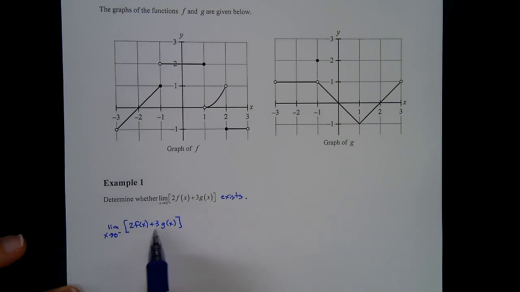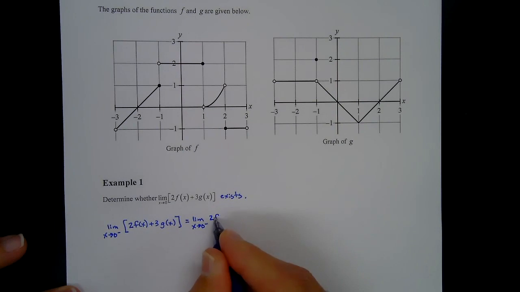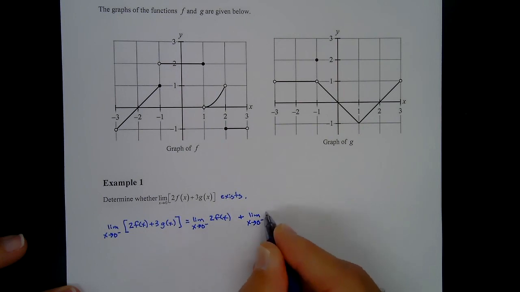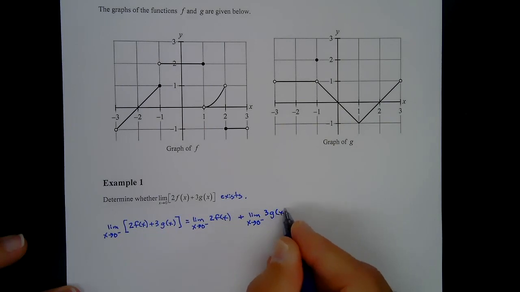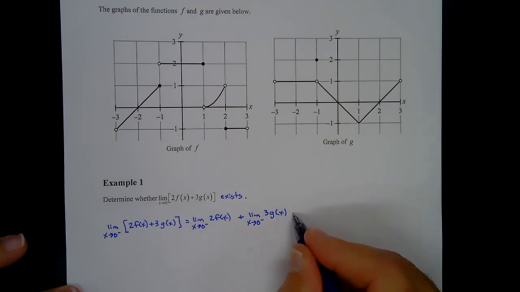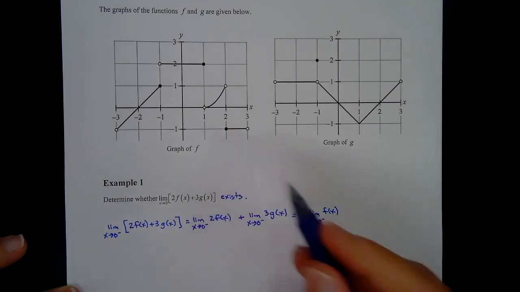Well, this is really the sum of two functions. So this becomes the limit as x approaches 0 from the left of 2f(x), plus the limit as x approaches 0 from the left of 3g(x). Okay, so now this one, we have a constant that we're multiplying f(x) by. So one of the properties is we can bring that out. So this is equal to 2 times the limit as x approaches 0 from the left of f(x). And then we're going to get this just from the graph of f.